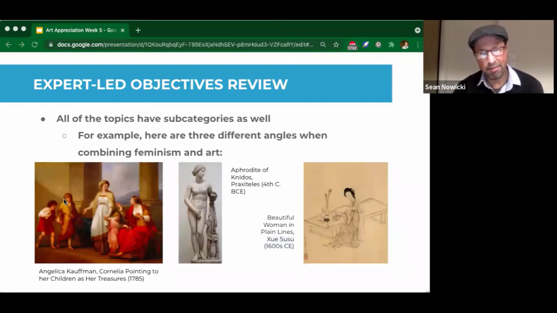And then you have this sculpture in the middle by Praxiteles, who's one of the five most famous ancient Greek sculptors. And it's the Aphrodite of Knidos. And before this, there had never really been nude women sculptures. There were always nude men sculptures, but this was kind of the first nude woman.